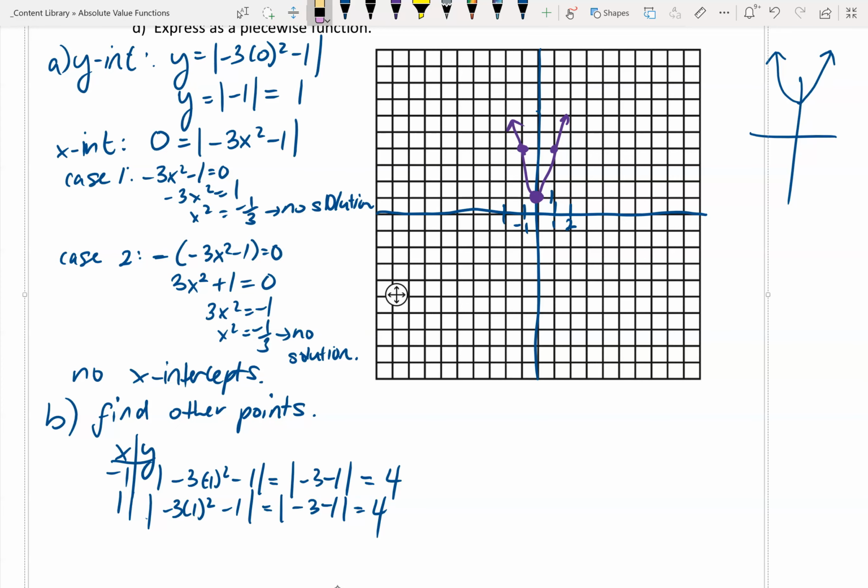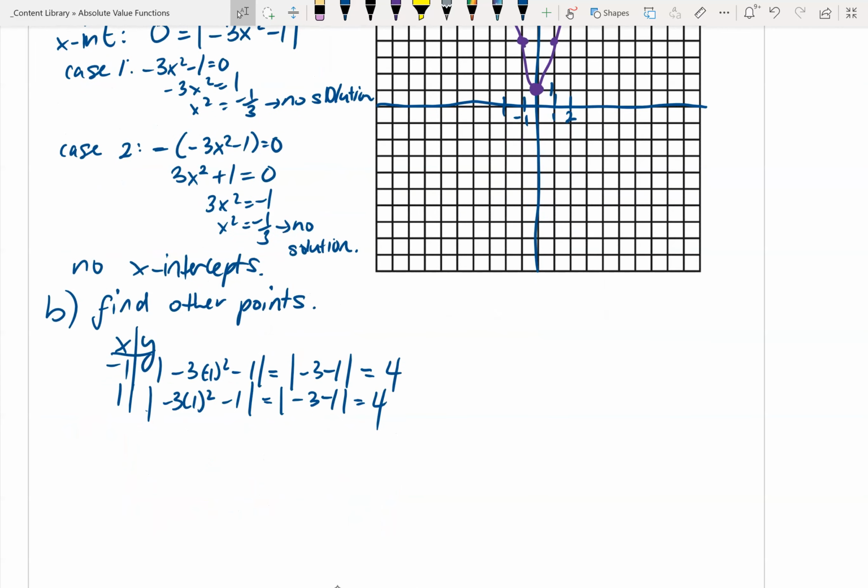The very last thing we're going to do is write our domain and range, which is -infinity to +infinity for your domain. For your range, the lowest point is at 1, and it goes on to infinity.